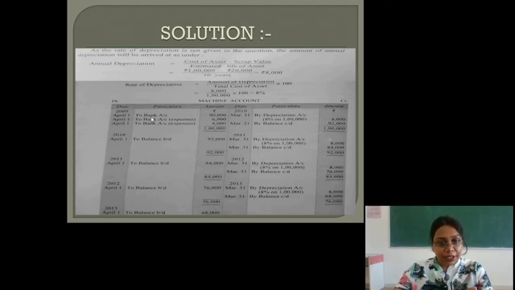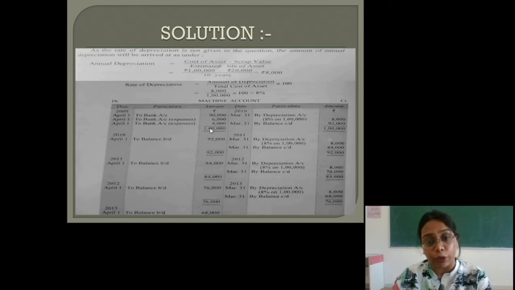In this question they have shown to bank account rupees 90,000, the cost for which the machinery has been purchased. April 1, again to bank account, the carriage expense that has been incurred, rupees 6,000, and again to bank account for the installation expenses, rupees 4,000. The total of these amounts will be 1 lakh rupees.